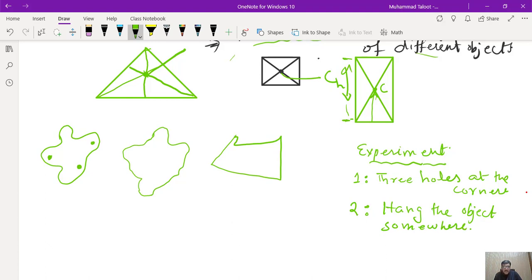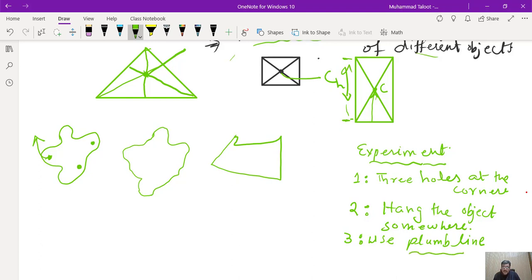So first of all, suppose I hang this object by using this corner, this point, and after that use a plumb line, to see which direction the line is going, and you have to draw a line. What is a plumb line?